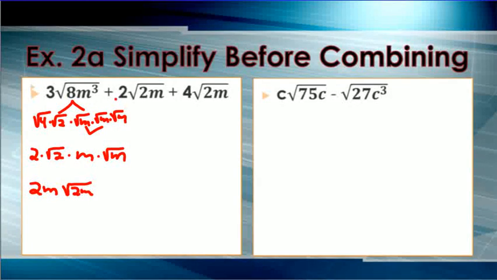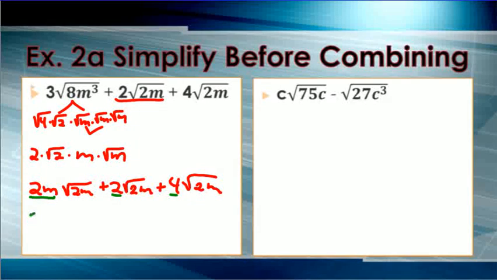And then I bring down everything else, plus 2 times the square root of 2m, plus 4 times the square root of 2m. Now I check all the radicands are the same, so I can combine them. But this one has a 2m, and these don't have an m on the outside, so I cannot combine those. So this would be 2m right here.